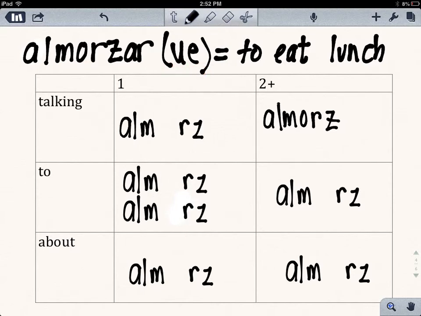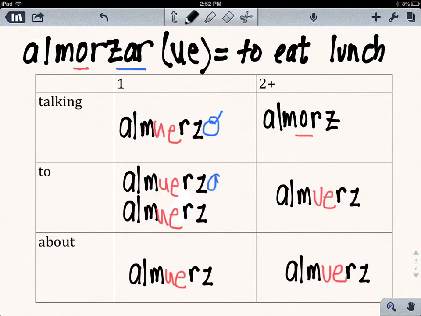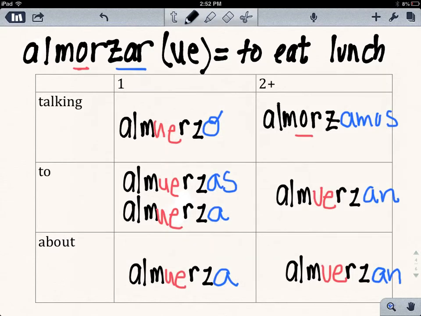So I've gone ahead and already filled in all of our conjugations, but we're going to go in and add, instead of the o here, we're going to add ue all the way through. Ue, ue, ue. Notice the nosotros form does not get the ue. And then this is a regular AR verb ending, so we have o, as for tú, a for usted, a for él or ella, amos for nosotros, an for ustedes, and an for ellos.